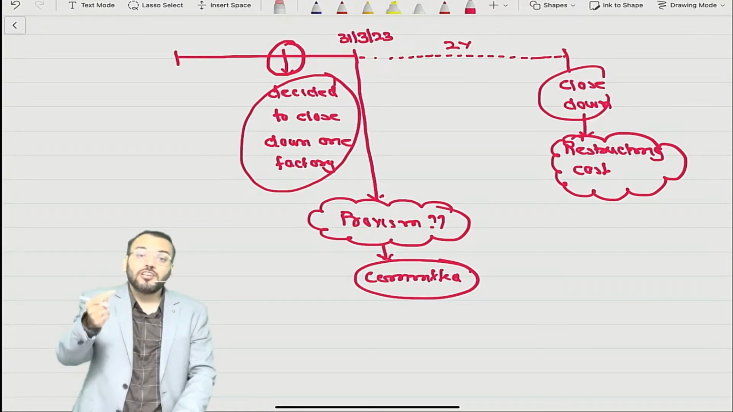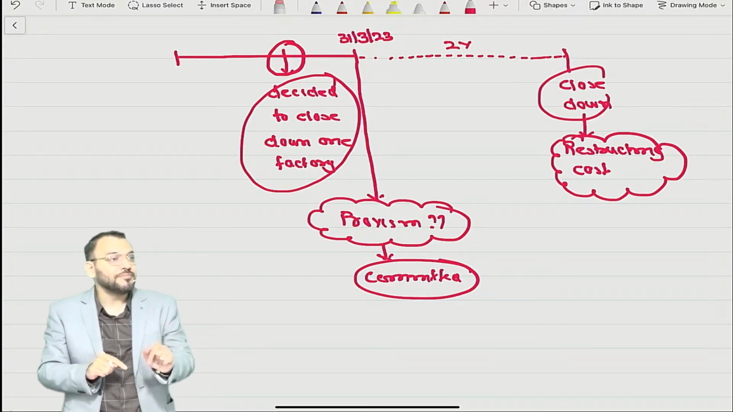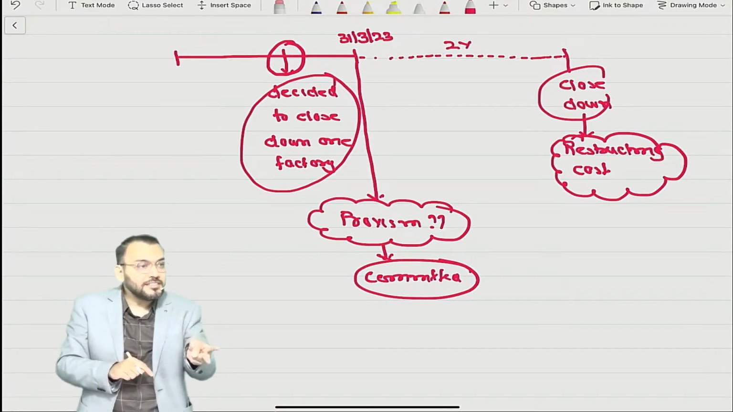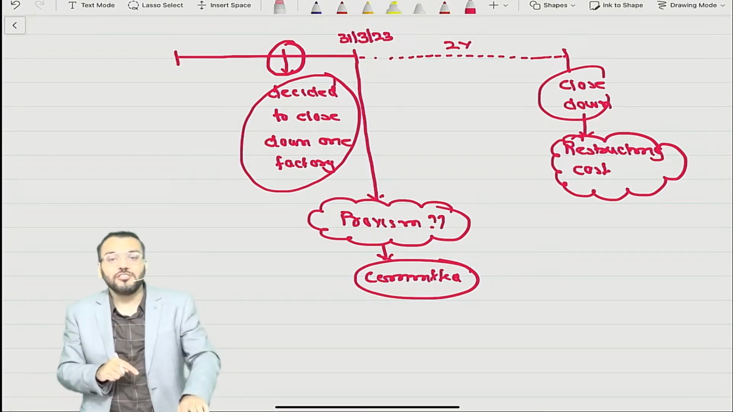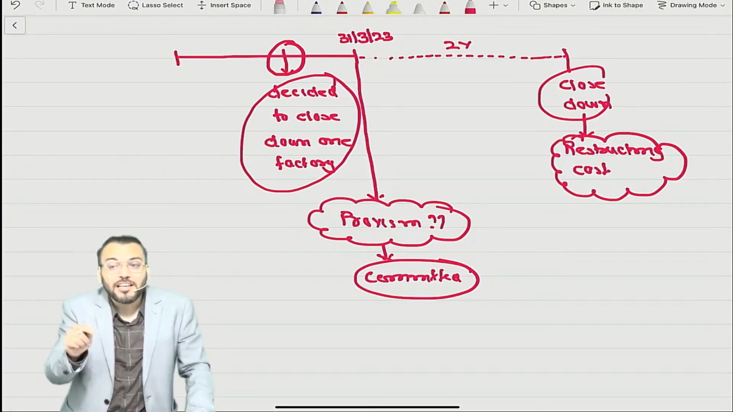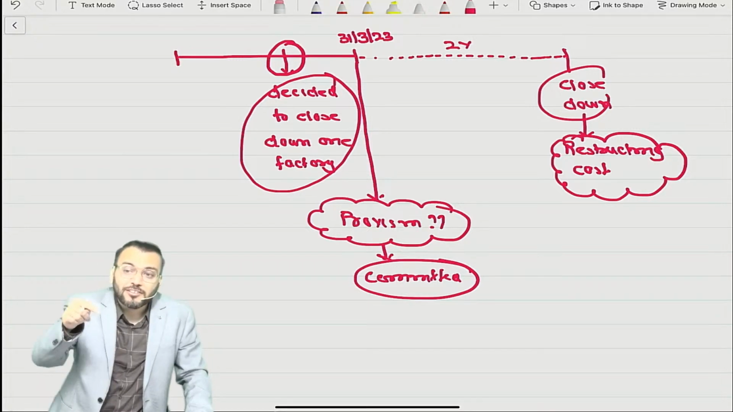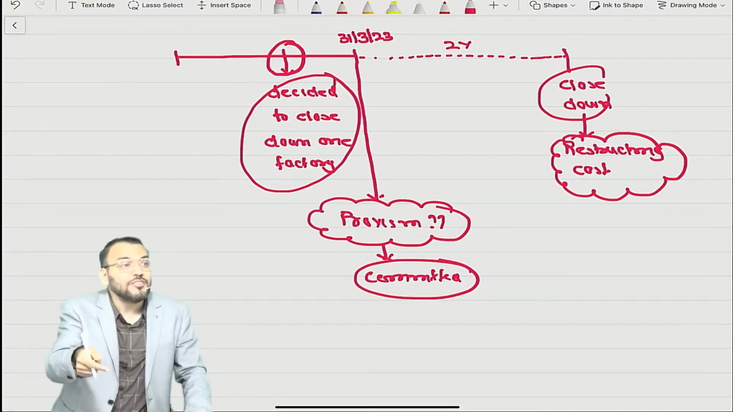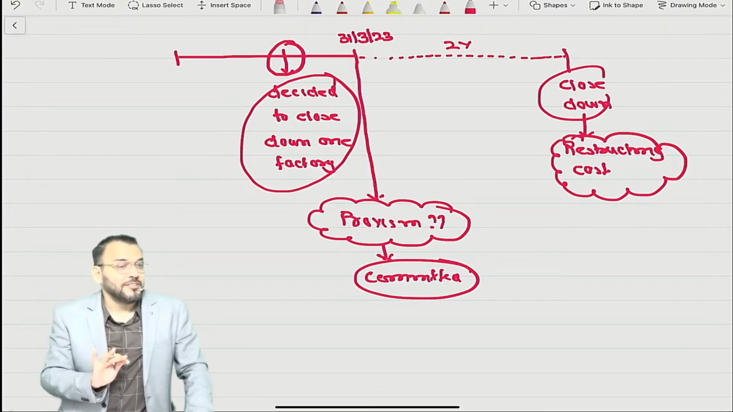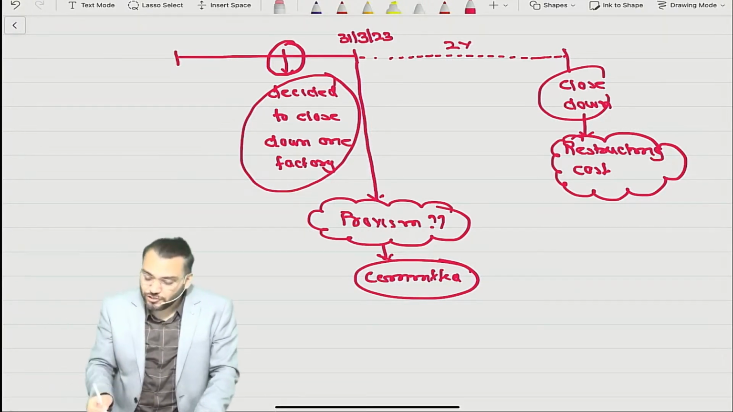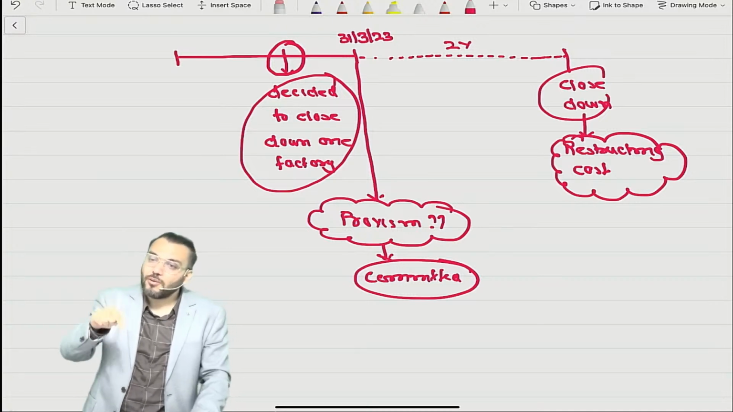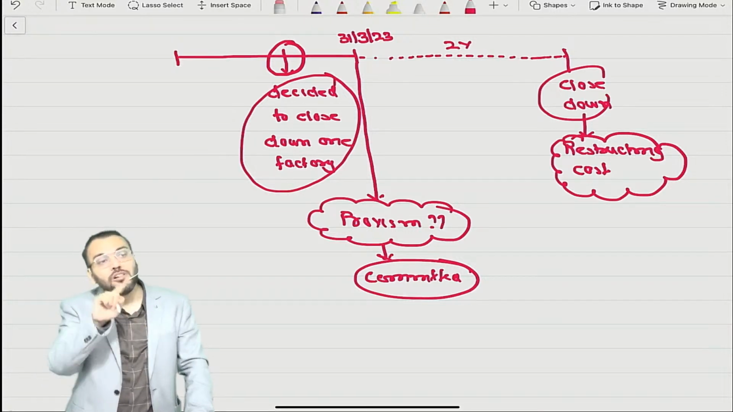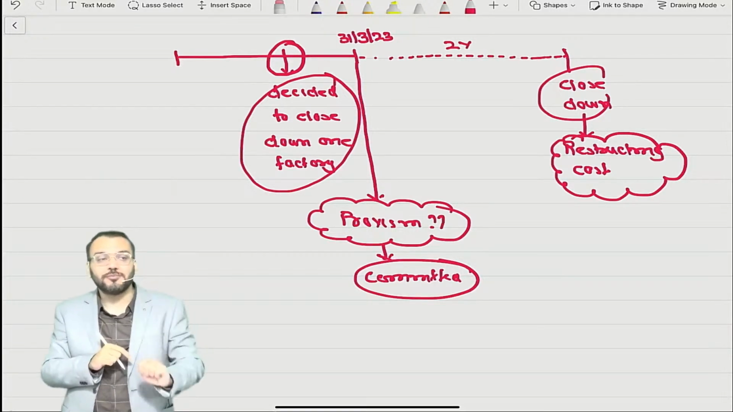Have you understood? Now, sir, how will we understand that there is a commitment? Ind AS 37 has given two conditions which give rise to that commitment. If those two conditions are satisfied, only then is there a constructive obligation for restructuring. Ind AS 37 says we should recognize a provision if all three conditions are satisfied.